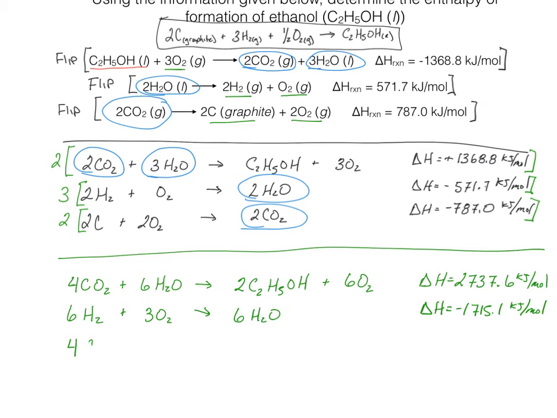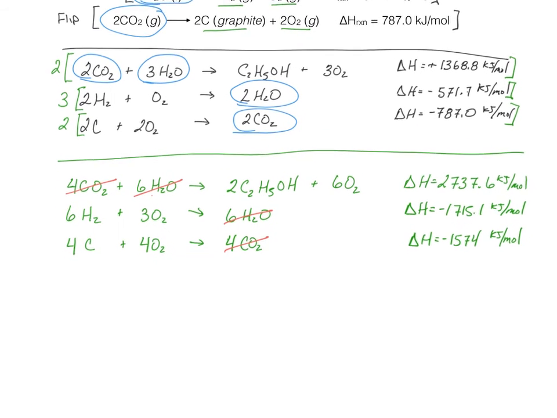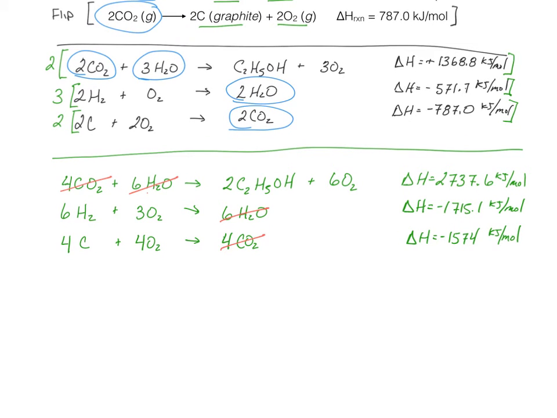And then I have 4 carbon plus 4 O2 goes to form 4 CO2. My delta H here, I have to multiply by 2, is negative 1574 kilojoules per mole. So now my waters cancel and my carbon dioxides cancel. And I have my reactants and my products where I want them to be. So I can add things together.